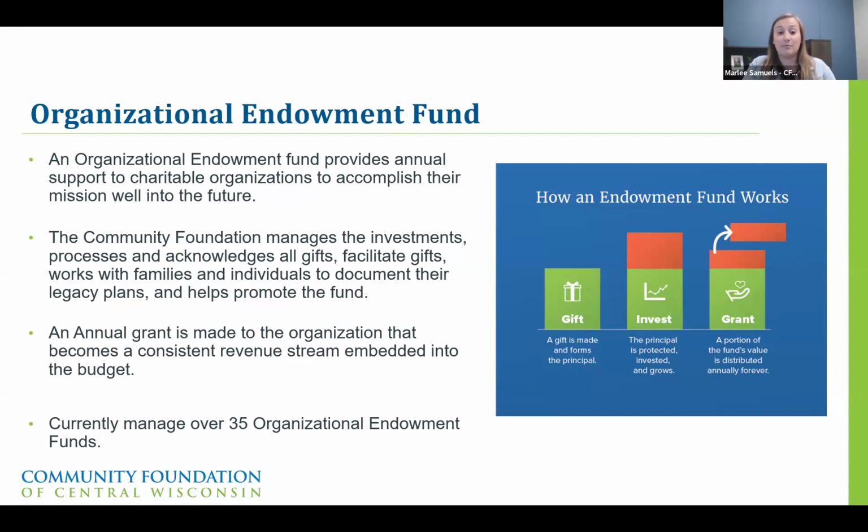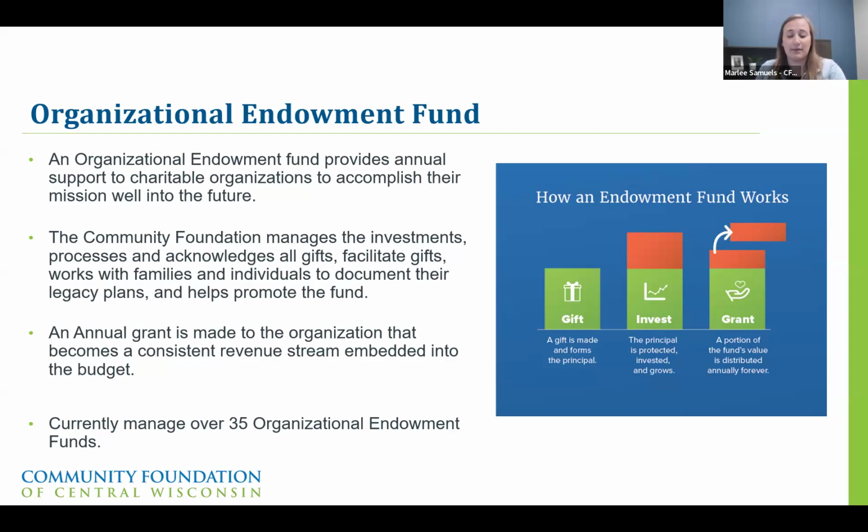On behalf of the nonprofit organization, the Community Foundation manages investments, acknowledges all gifts, works with donors, facilitating gifts, and works with individuals who want to leave part of their estate or their legacy into this endowment fund. It also helps to promote the fund and the nonprofits in our community who are looking towards that long-term strategic vision for their impact.